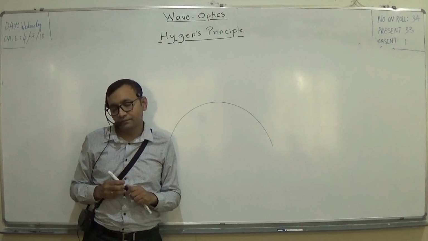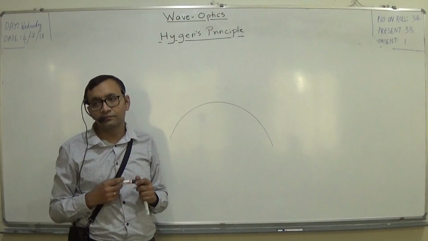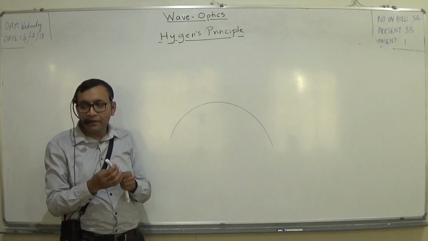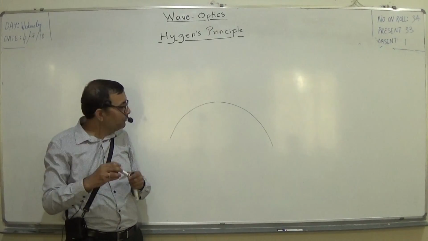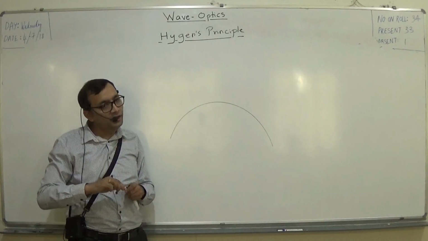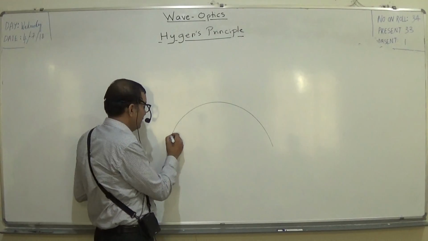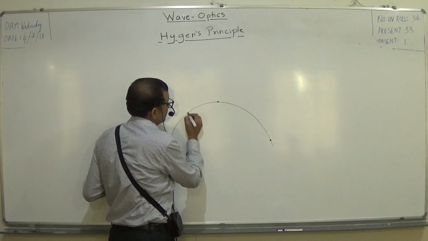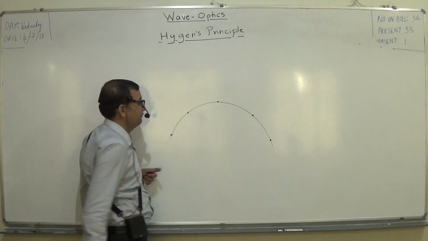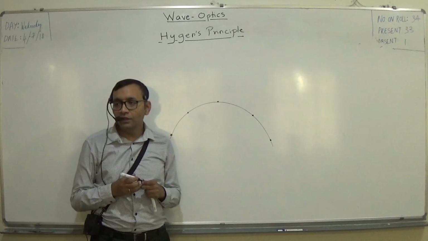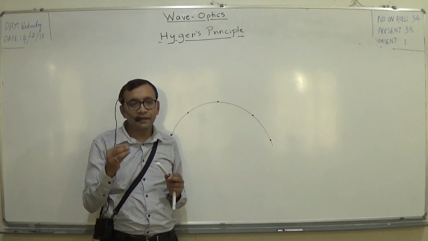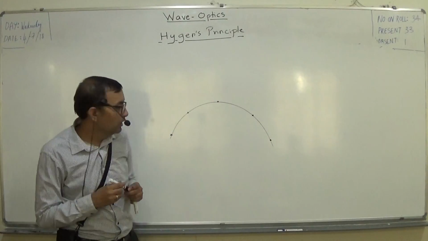What Huygens says is that each point will behave like a source. So how many points do you see here? Infinite. Okay, I'll just take a couple of them. So we have 5 points, and all these 5 points will behave like a source of secondary disturbance. Fine.